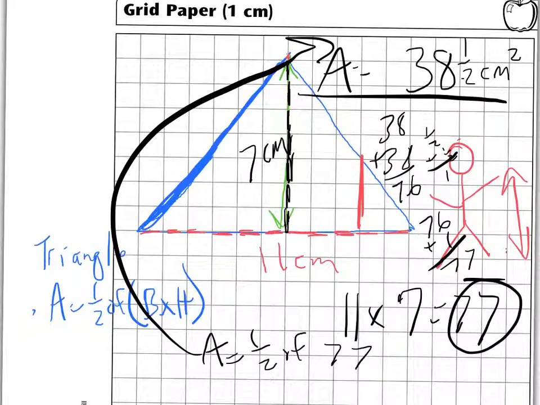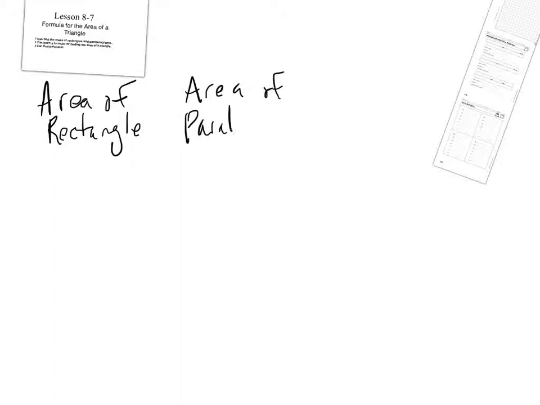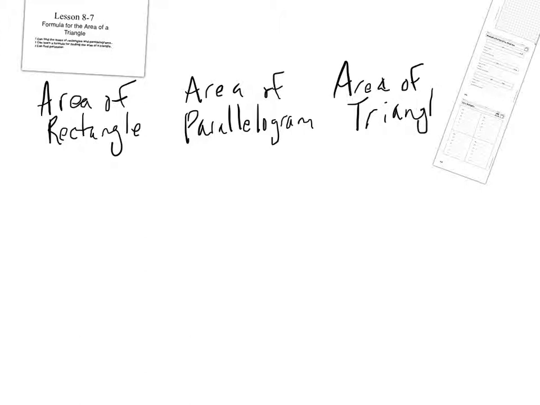Okay, so I'm going to erase all this, and I really want you to put these in your notes. Okay, I'm going to push this away. I want you to have these somewhere in notes. Okay, area of rectangle, area of parallelogram, area of triangle. Write these formulas down, okay?